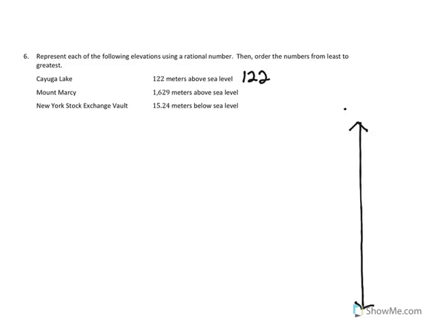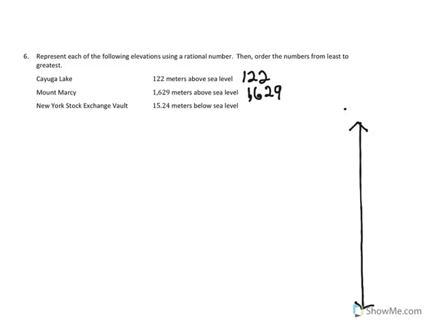Now, when we're talking about integers, make sure we're not putting in the measurement. You notice for 122, I didn't put sea level or meters or anything like that. The integer is just the integer, the rational number. In this case, it could also be an integer. So the rational number or integer for 1,629 would be another positive number, 1,629, which is positive. Okay, so our last number is 15.24 meters below sea level.